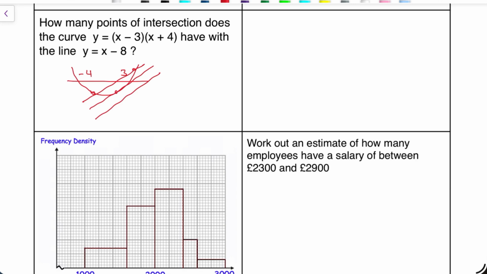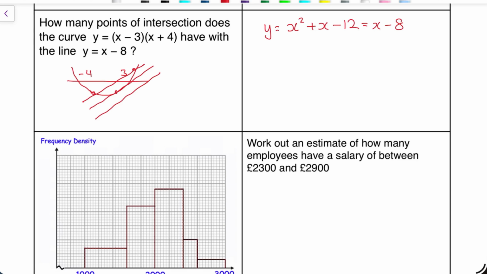Now, you could actually do this in several ways. You could graph it very carefully and just see what the answer is. But I think probably the easiest way is to expand the brackets. So that's going to give you x squared plus x minus 12. And then you equate it to the line, which is x minus 8. And then you solve those two equations.